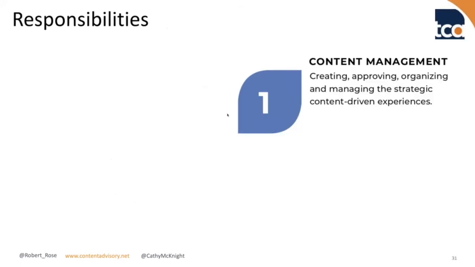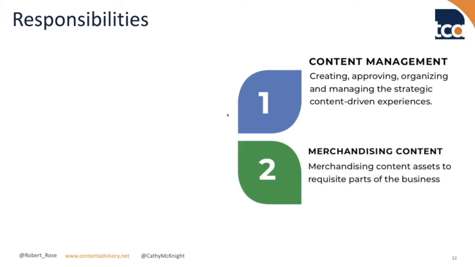Regardless of the model that you choose, the responsibilities of that team across that process are fourfold. One, some form of content creation management: creating, approving, organizing, and managing these strategic content-driven experiences based on what it is that you're going to be managing. Two, merchandising content. In other words, providing part of that business model, that operating model of content, and yes, creating some of the assets that the other parts of the organization will need.